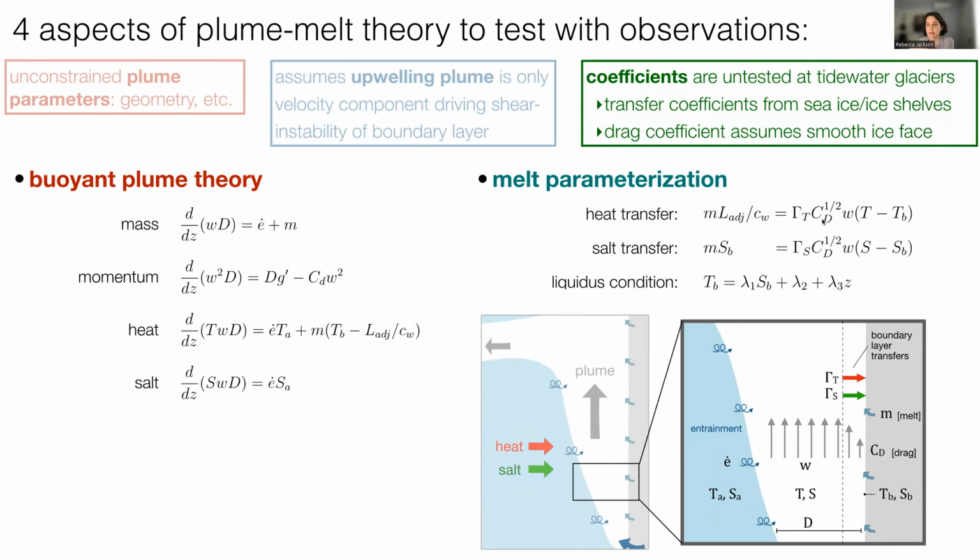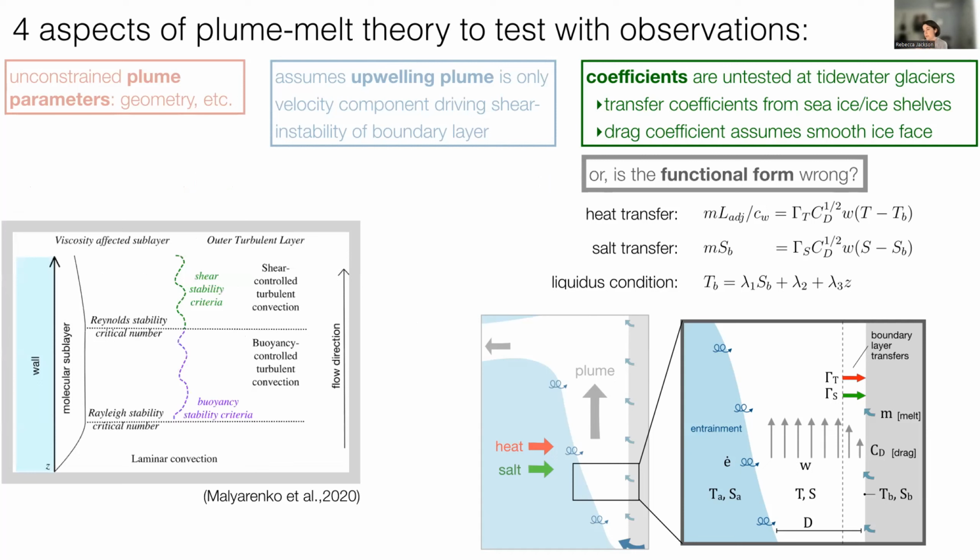They've been derived from studies of sea ice and ice shelves, which are horizontal ocean-ice boundaries, and there's good reason to think they might be quite different at vertical ice faces, where the input of buoyancy is destabilizing as opposed to stabilizing. And we also have a classical value of drag coefficient that is usually used, which assumes a relatively smooth ice face. Or you could question, is this functional form even the right one for modeling submarine melt?